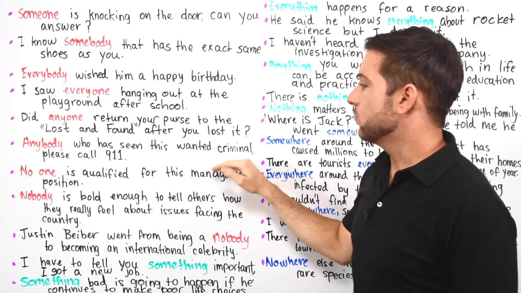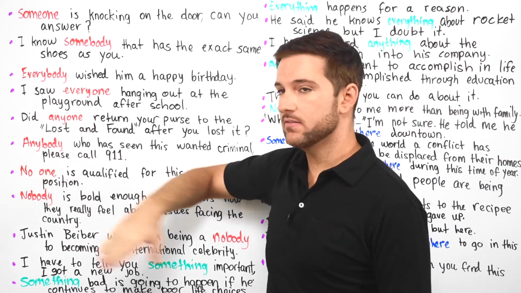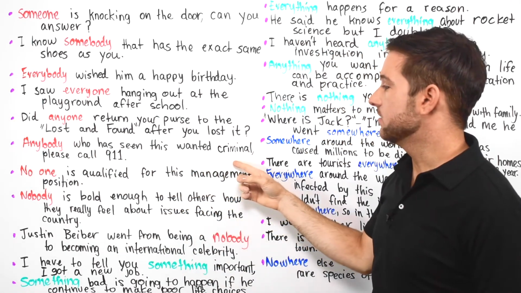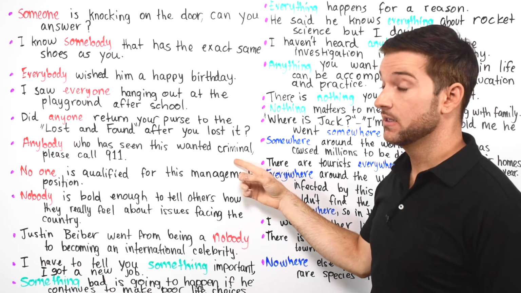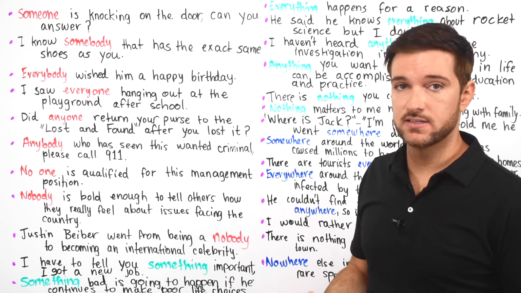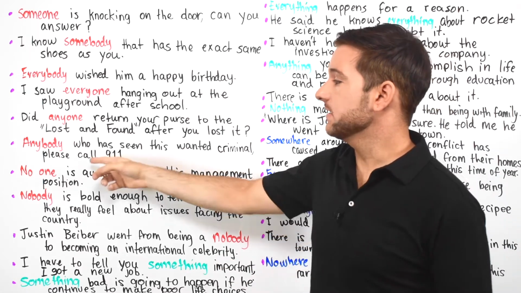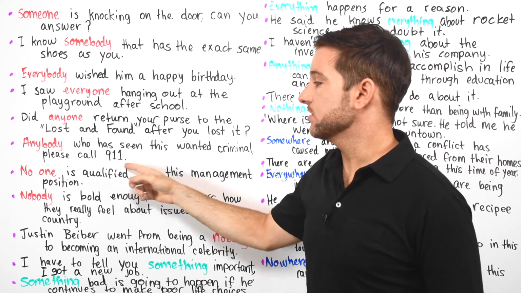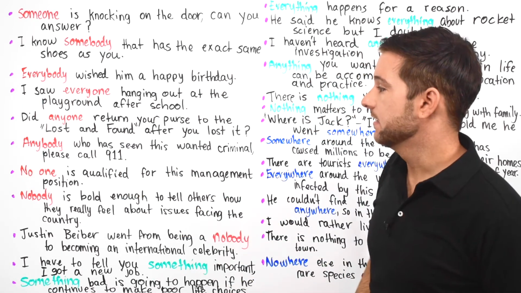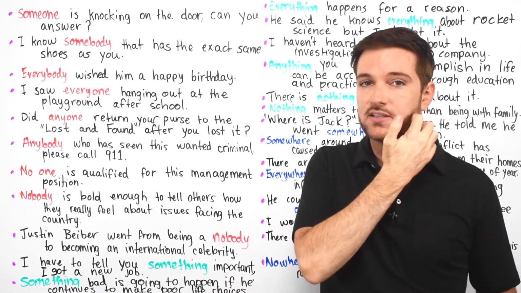Anyone who has seen this wanted criminal, please call 911. So anybody, any person, whoever it is, who has seen this wanted criminal is a person who maybe did something very bad, and they're not in custody. The police have not found them, so they're wanted criminals. Please call 911, which is the emergency number in the United States and in Canada. Okay? All right. So anyone who has seen this wanted criminal, please call 911.